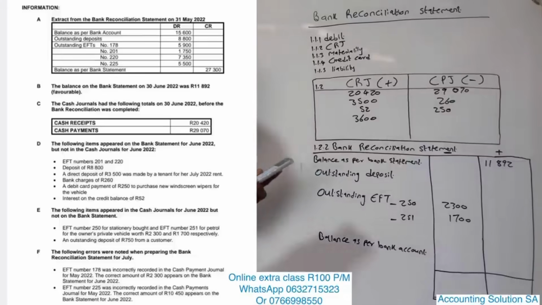Then again, they said EFT number 225 was incorrectly recorded in the cash payment journal for May.